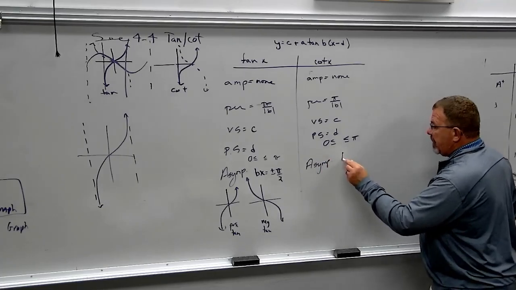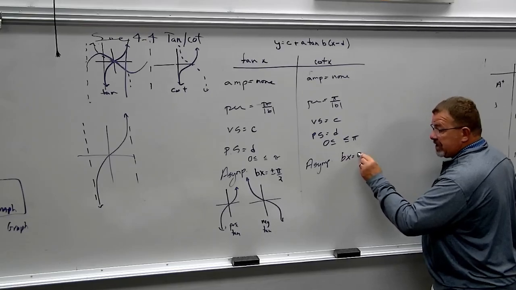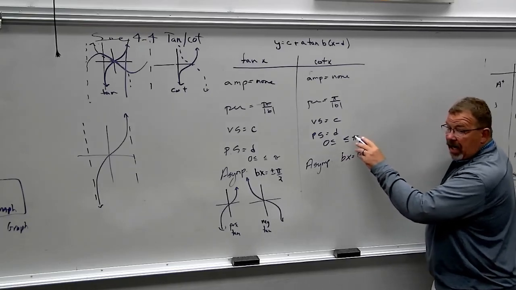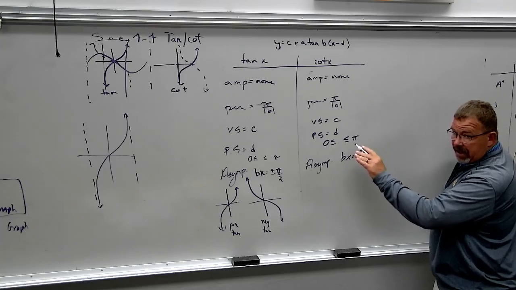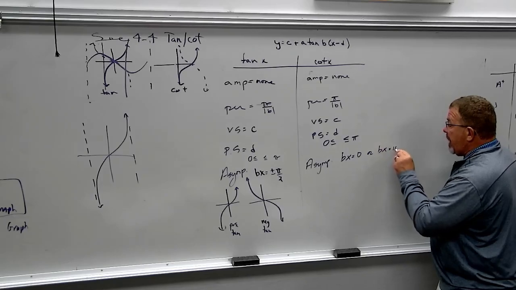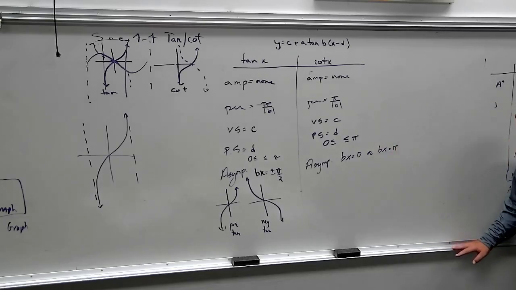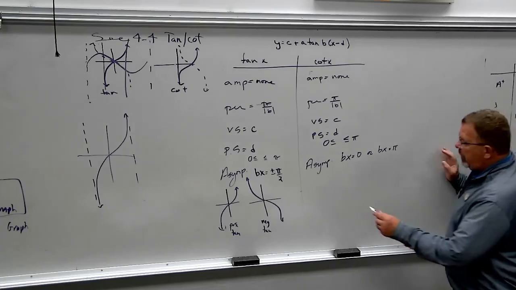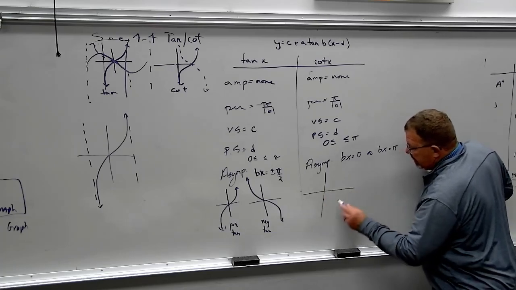Here it is. It's two separate ones. B times x equals 0, because we're not going through the origin, so you set it equal to 0, or b times x equals pi. So for tangent, it's plus minus pi over 2. For cotangent, it's 0 and pi. Two separate formulas.